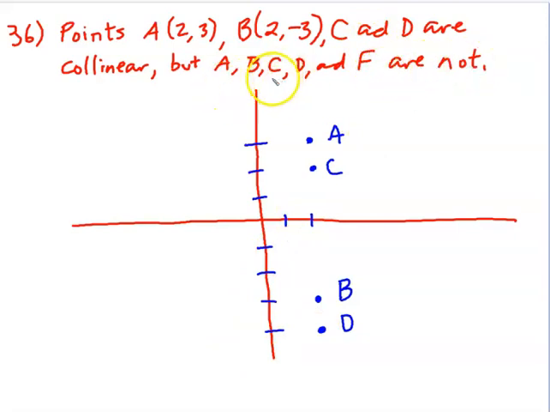And then we have A, B, C, D are collinear, but we have this other point that would not be. So this set of points, A, B, C, D, and F, are not considered collinear. So all you really have to do is put F anywhere on the coordinate plane that's not on that line. So again, there's going to be a lot of different ways that you can come up with the correct answer on this problem. So that would be my sample answer for number 36.